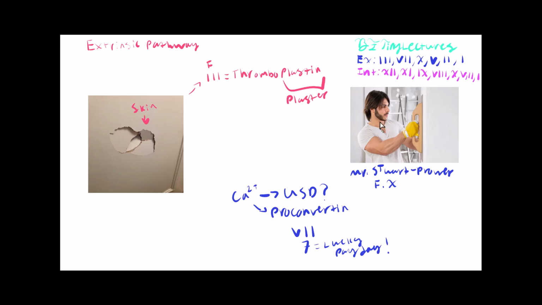So now after Stuart Prower is activated, he's going to use the common pathway of 5, 2, and 1 to close this hole in the wall. But right now, we're just focusing on the extrinsic pathway, and we can focus on the common pathway later. But that's the summary of the extrinsic pathway.